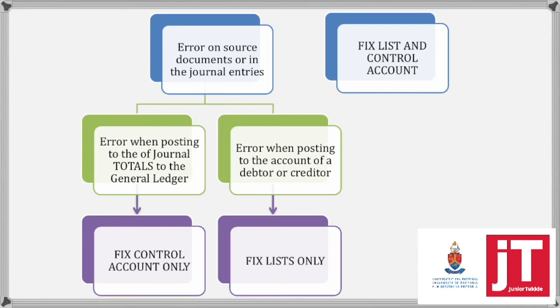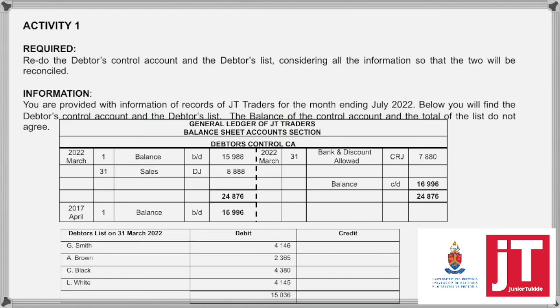So please have your theory booklet next to you when you do these activities so you can refer to these diagrams and the steps on the previous slide the entire time we are looking at the activity. So the first activity, Activity 1, says: redo the debtors control account and the debtors list, considering all the information so that the two will be reconciled. In other words, reconciled means they must be equal at the end.